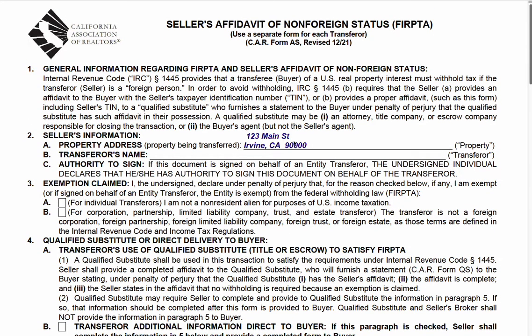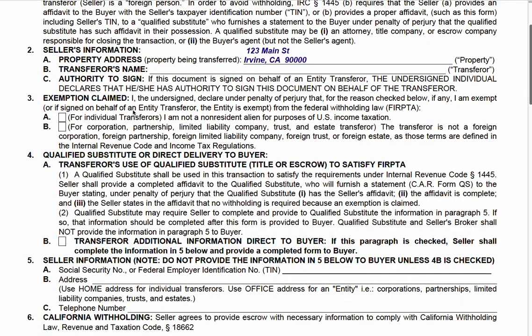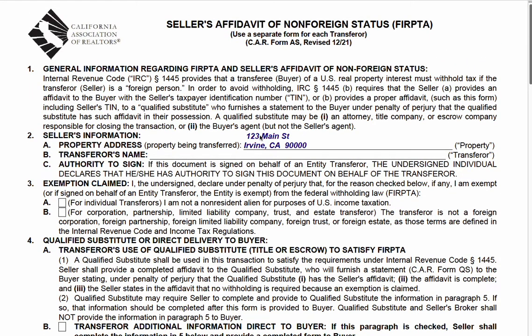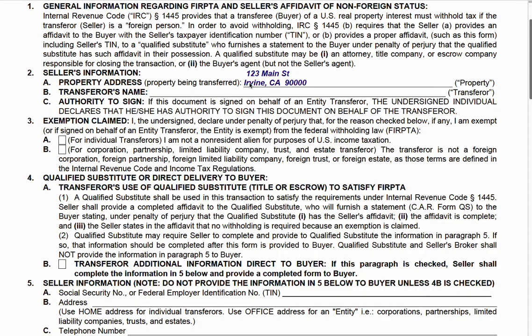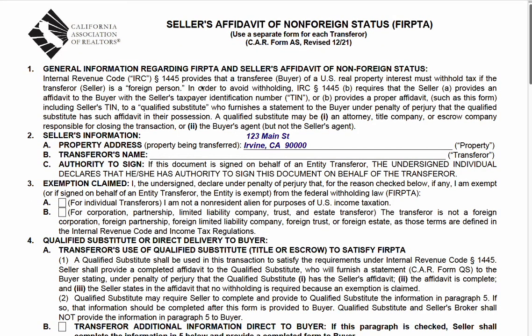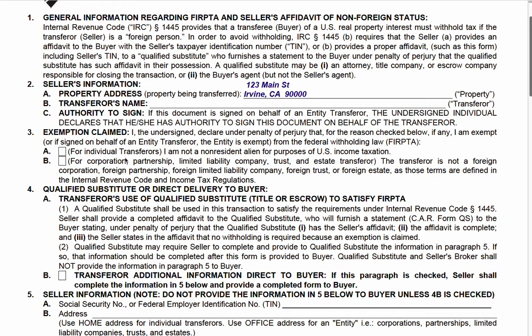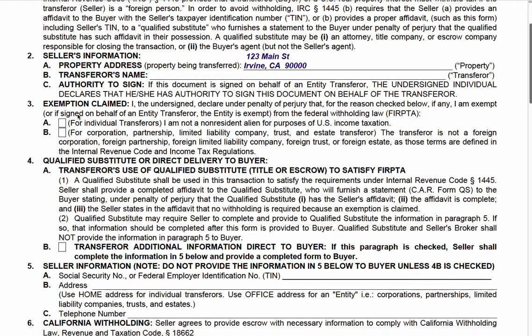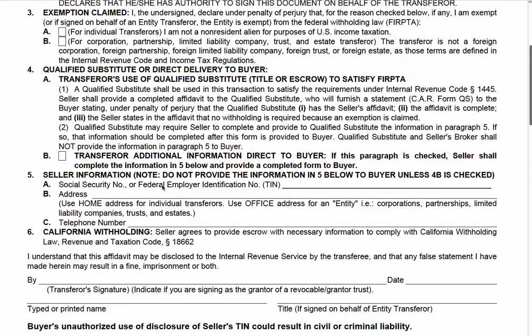You're going to put the property address here in 2A, and the transferor's name, transferor being the seller. And then, is there an exemption, or is the seller a foreign person subject to a tax withholding in escrow? This whole form is where they're creating an affidavit saying, I'm not a foreign person, therefore not subject to withholding. So all this seller needs to do is give their address, their name, check the box of their exemption for their particular status, and write their social security number or tax ID.